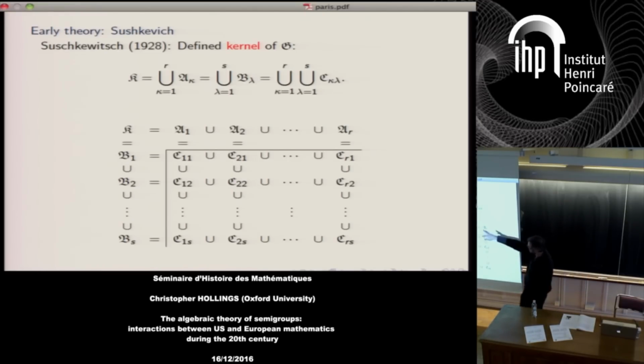And this kernel K is a minimal ideal of a semigroup, and so he shows that every semigroup has one of these minimal ideals, and it's a union of groups. So it's the fact that it's a union of groups which is the relevant detail here.